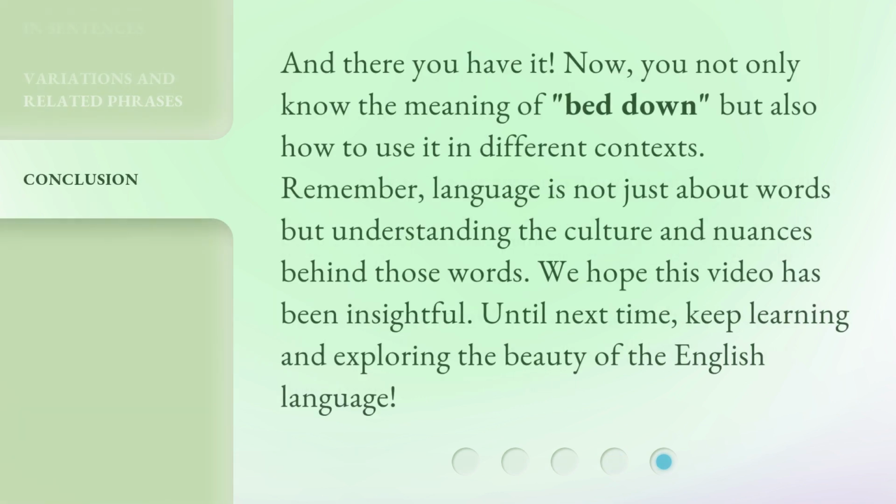And there you have it. Now, you not only know the meaning of bed down, but also how to use it in different contexts. Remember, language is not just about words but understanding the culture and nuances behind those words.